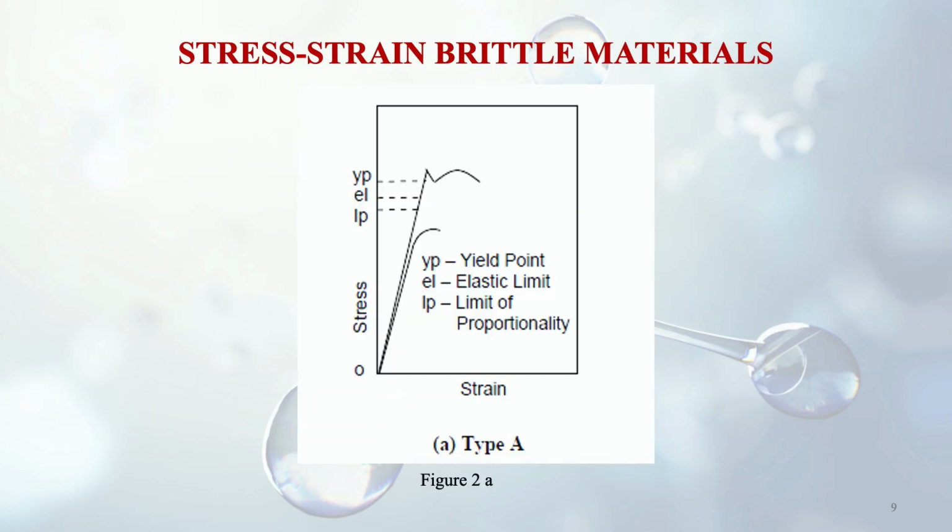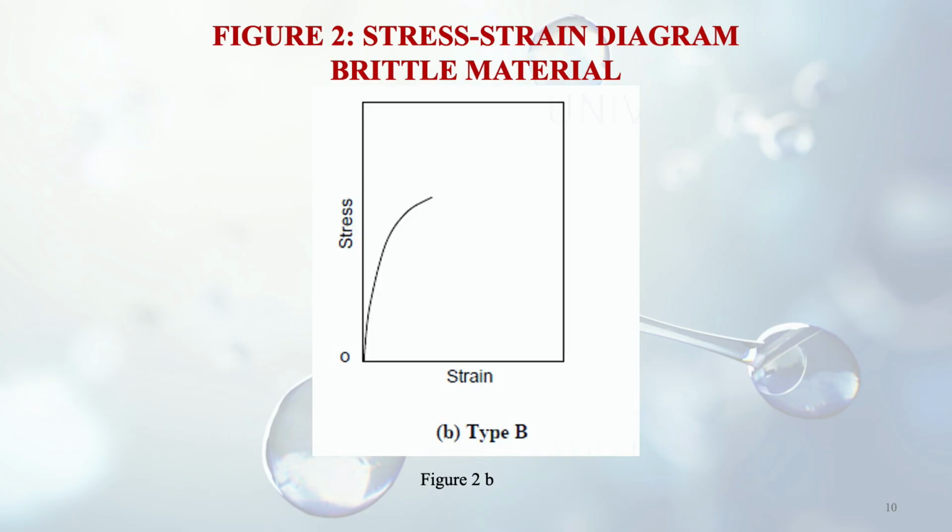From here you can see in the figure the two types, type A and type B. For type A, you can see the yield point, the elastic limit, the limit of proportionality, all the things are there, like in the case of ductile materials. But the difference from the ductile material is that it does not go to the point of ultimate tensile strength and then further down to the fracture point. It fractures much before that. In type B, there is nothing like a yield point, elastic limit or limit of proportionality; it will only fracture, and that is the case of concrete.